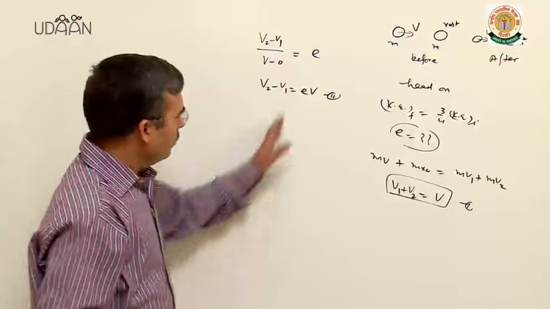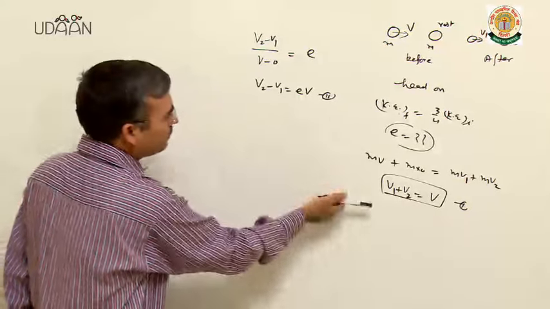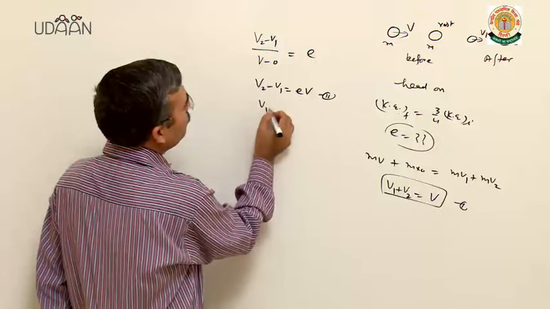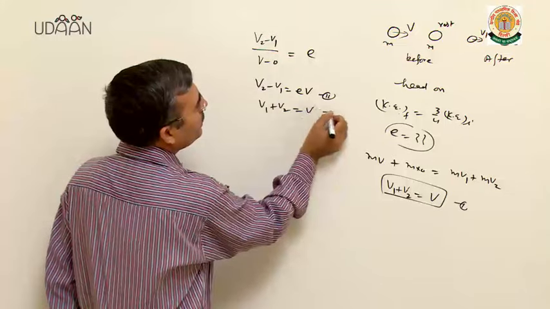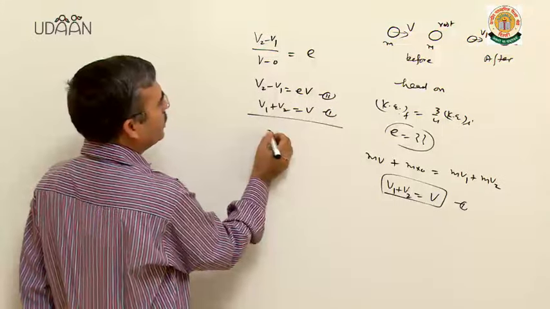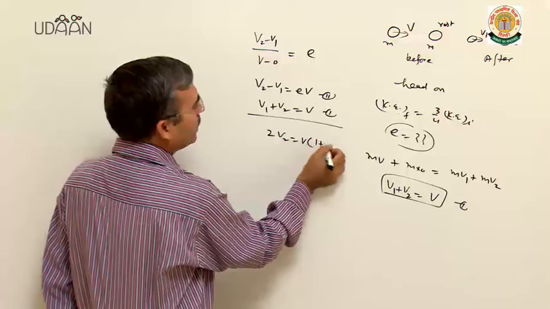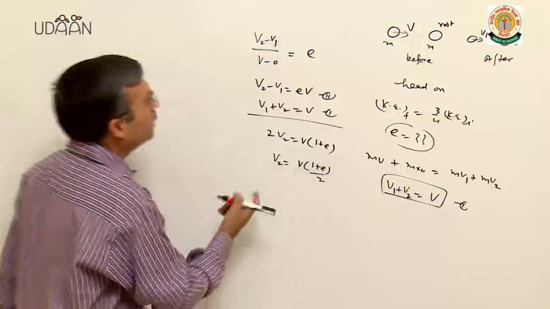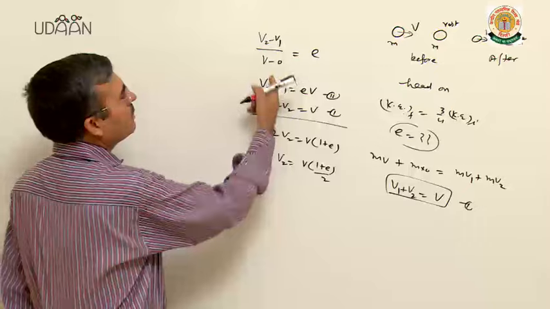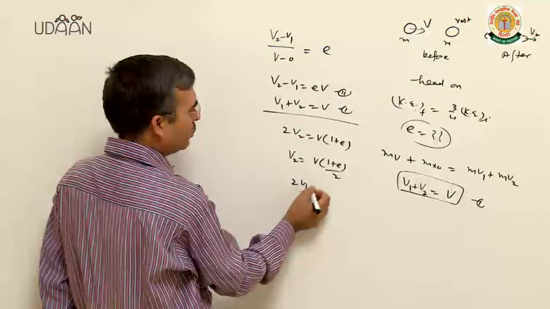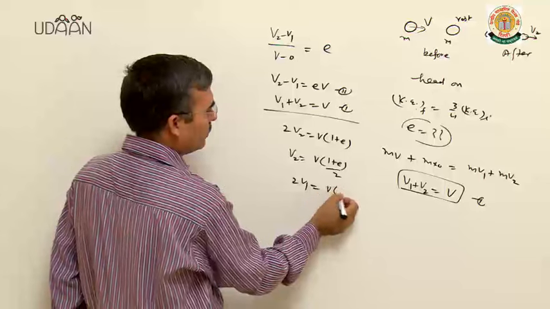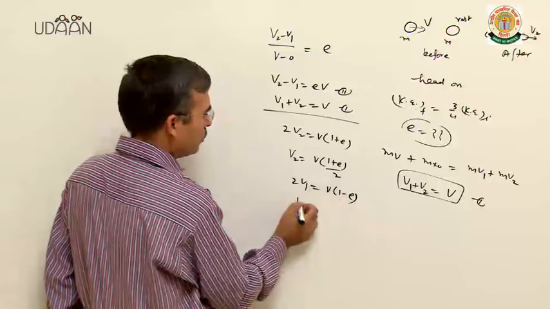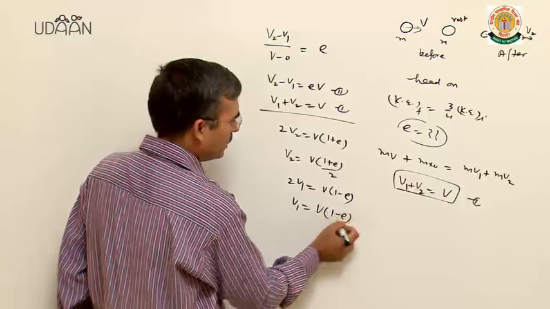Second equation. From 1 and 2, if you add them, you will get v1 plus v2 equal to v, equation 1. On adding them, 2v2 equal to v, 1 plus e. So v2 equal to v into (1 plus e) over 2. Similarly, on subtracting 2 from 1, you will get 2v1 equal to v (1 minus e). So v1 equal to v into (1 minus e) by 2.